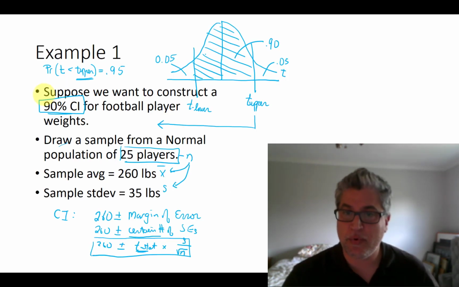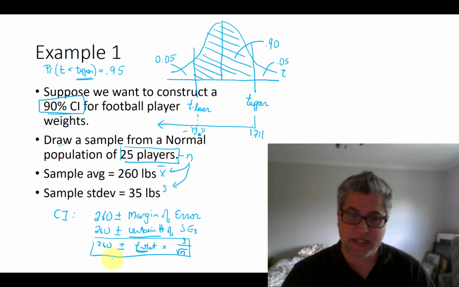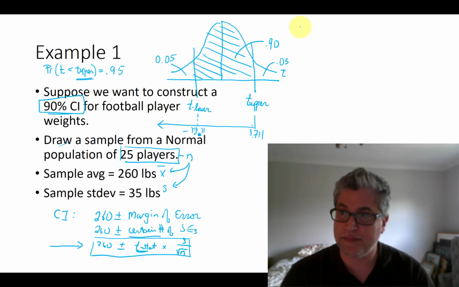All right, so 1.711. 1.711 is t upper, and t lower is negative 1.711. All right, so let's key this into our confidence interval formula and get our answer.